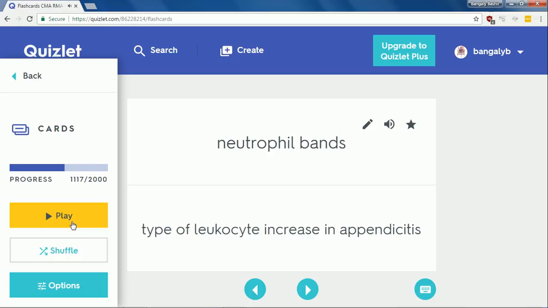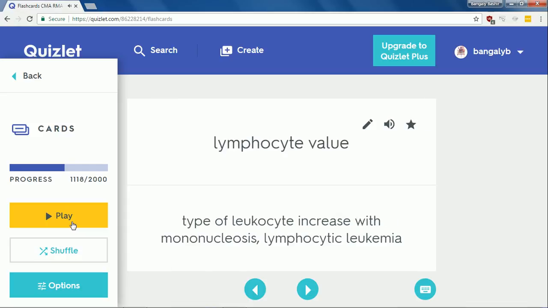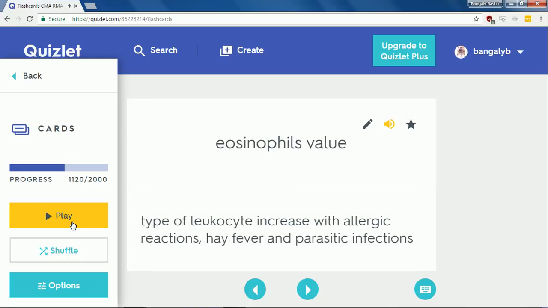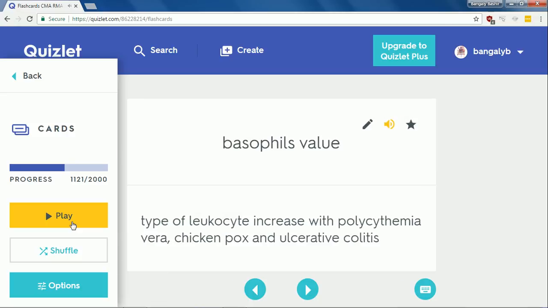Neutrophil bands. Type of leukocyte increase in appendicitis. Lymphocyte value. Type of leukocyte increase with mononucleosis, lymphocytic leukemia. Monocytes value. Type of leukocyte increase in tuberculosis. Eosinophils value. Type of leukocyte increase with allergic reactions, hay fever and parasitic infections. Basophils value.